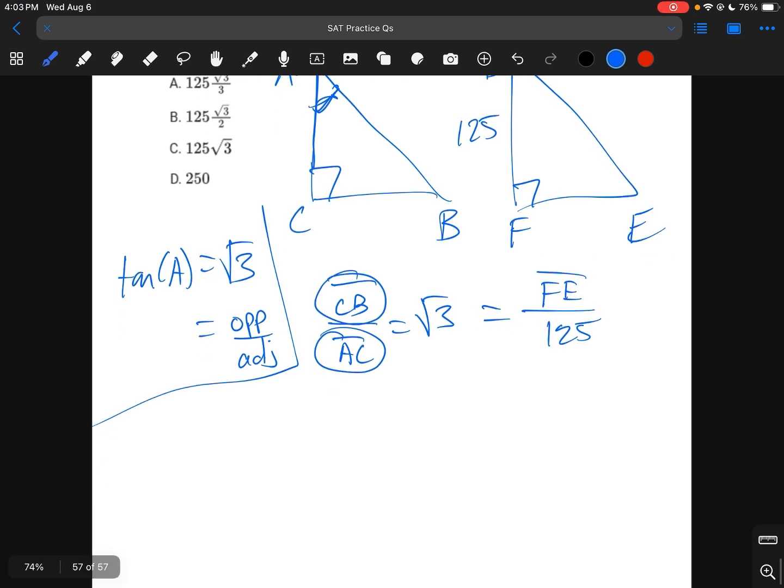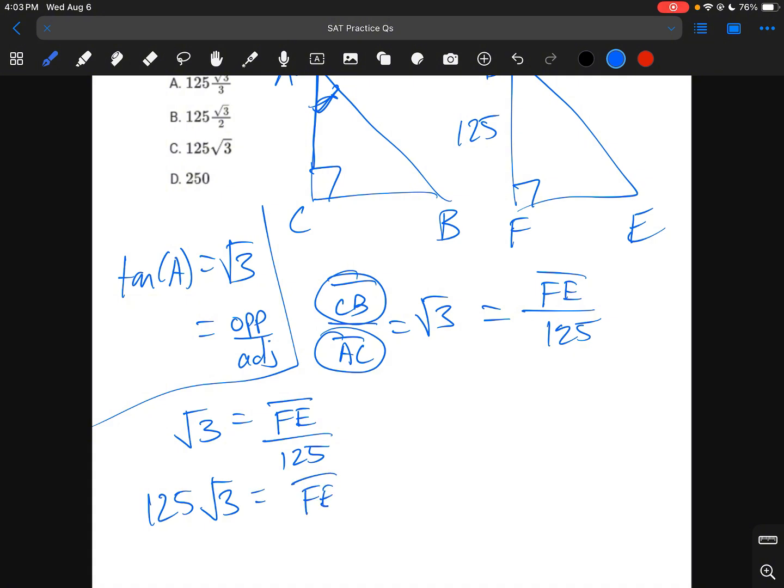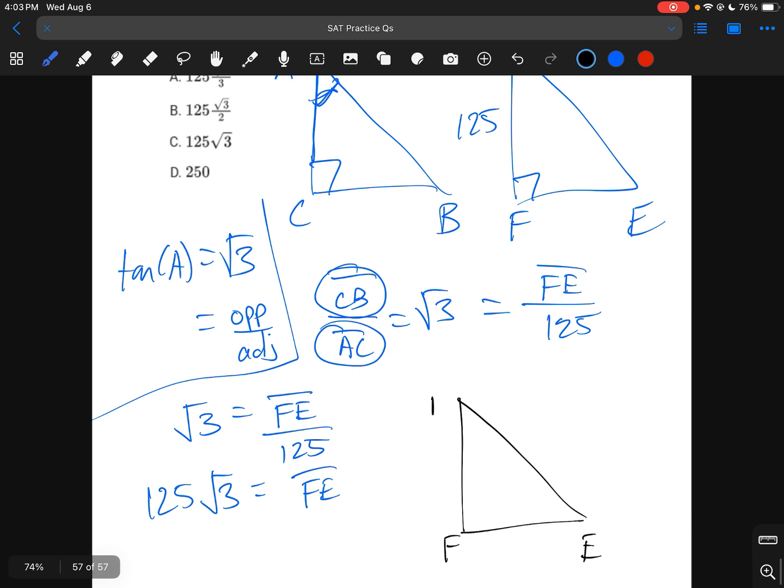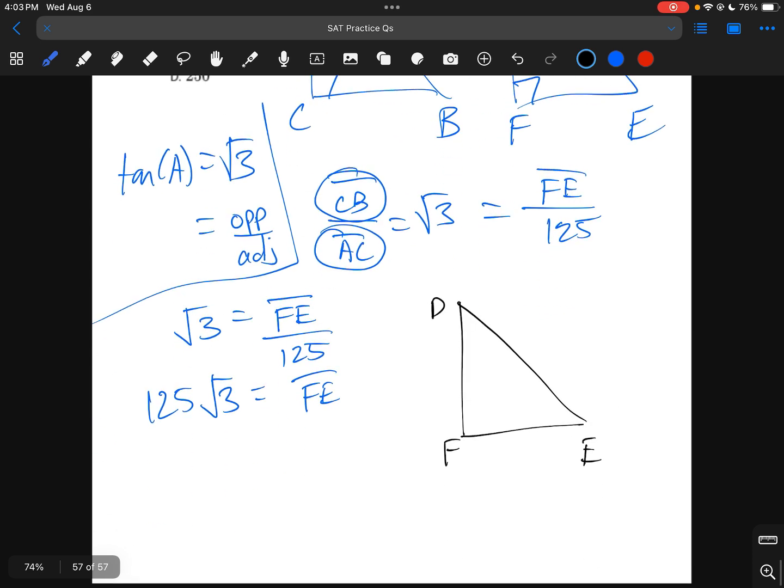All right, so let's solve for this. The square root of 3 is equal to the length of FE divided by 125. So that means 125 square root of 3 is equal to the length of FE. So let's draw this out. So you know this is F, this is E, this is D, and we're told that this is 125, this is a right angle, and this is 125 square root of 3.